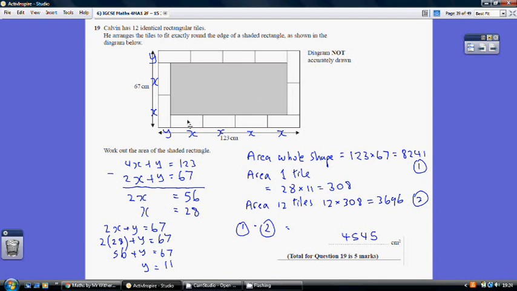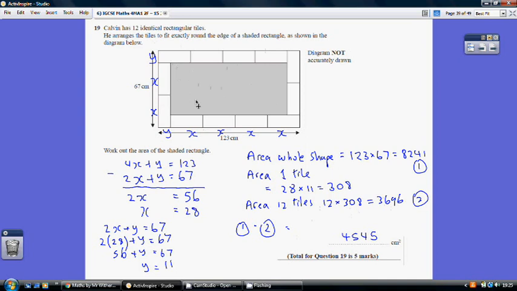Now the area of each of these tiles I can work out now that I know x and y. It's just base times height, x times y. That's going to be 28 times 11, which is 308. So each of these tiles has an area of 308. There are 12 of these identical tiles, so the area taken up by this frame, if you like, is 12 lots of 308, which is 3696.